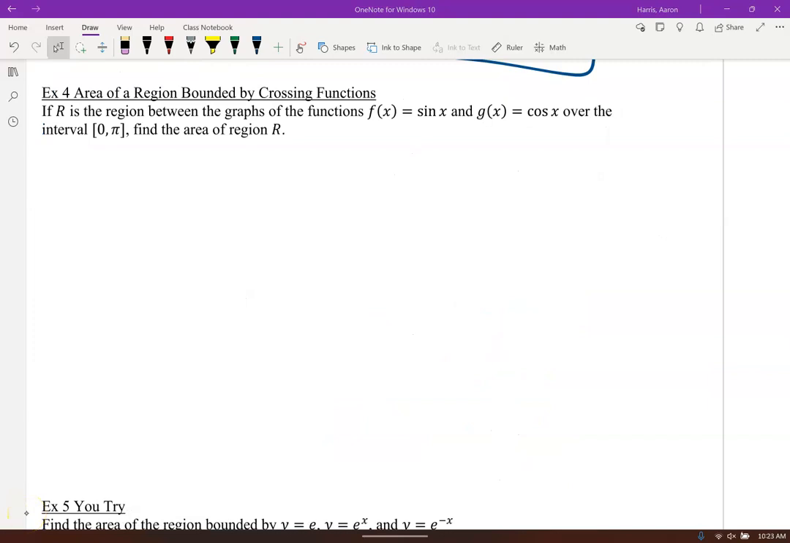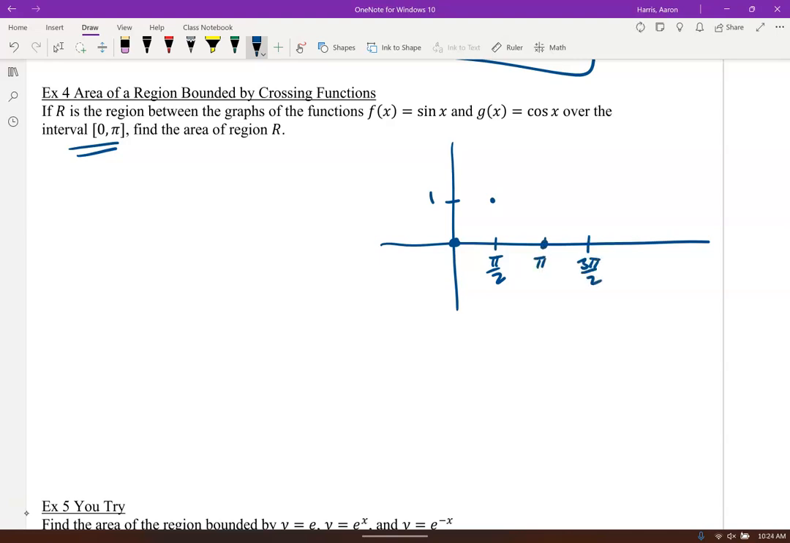So let's look at this scenario. I've got the sine of x, I got the cosine of x. I want the area bounded, but I'm only on this interval from 0 to pi. So let's go ahead and graph just so you kind of remember. All right, sine of 0, 0. Sine of pi halves is 1. Sine of pi is 0. Sine of 3 pi halves is negative 1. Sine of 2 pi, 0. Let's get the look of the sine here.